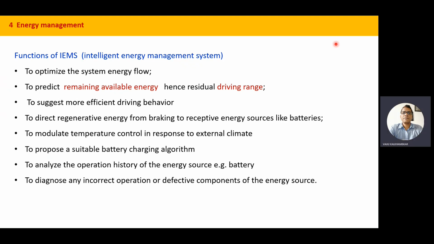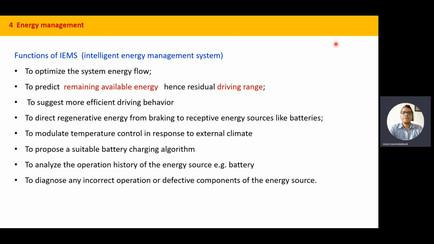Next, to analyze the operation history of the energy sources, for example the battery. So the energy management system should keep the operation history of the vehicle, the operation history of the various energy parameters, so that one can go through it and check the energy consumption and energy utilization.